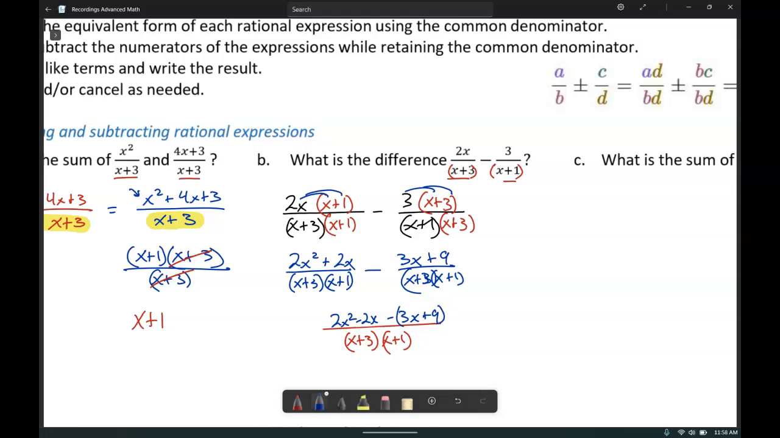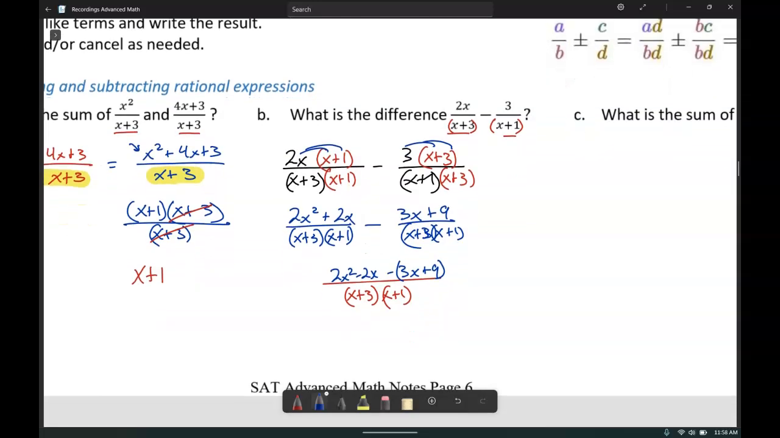Now, just like with our polynomials, when we are subtracting, we need to remember that both terms will end up being subtracted in the numerator. So this becomes 2x squared minus 2x minus 3x minus 9 over x plus 3, x plus 1. We'll look at our like terms, and we'll combine those. 2x squared minus 5x minus 9 over x plus 3, x plus 1.